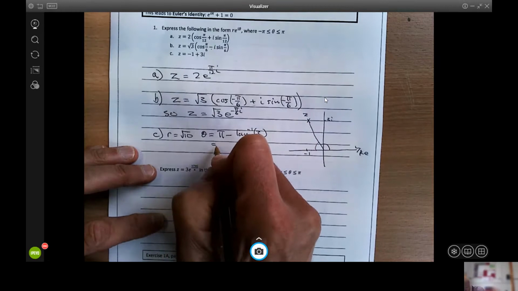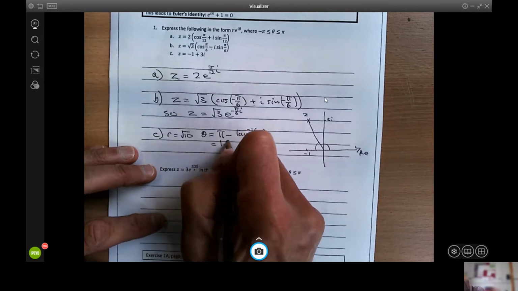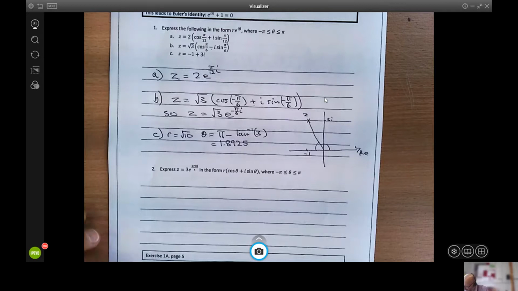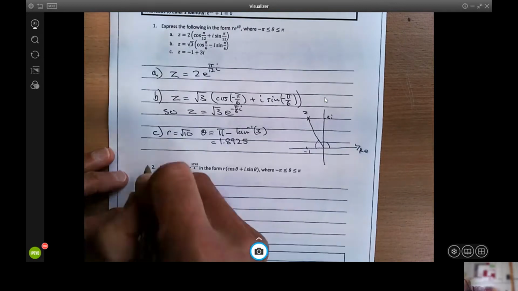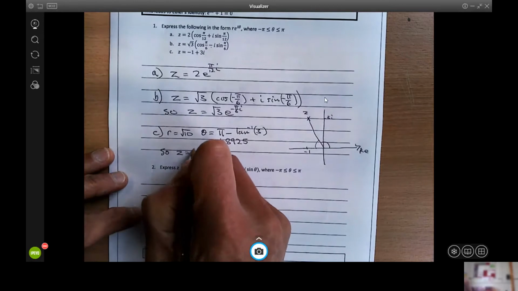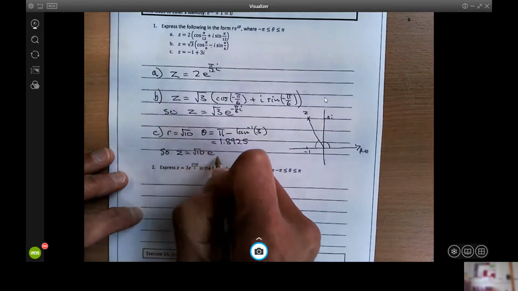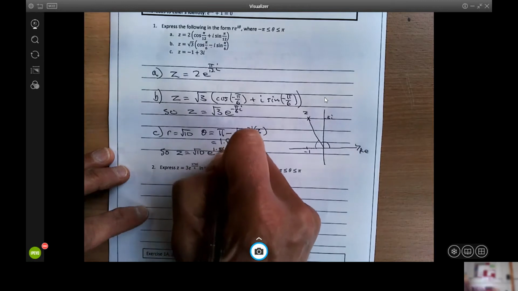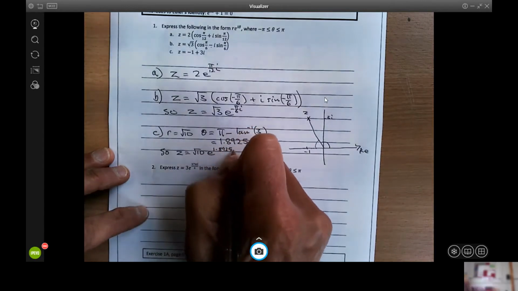That comes out to 1.8925. It's not an exact fraction of pi. So we can write z is equal to root 10 e to the 1.8925 i.